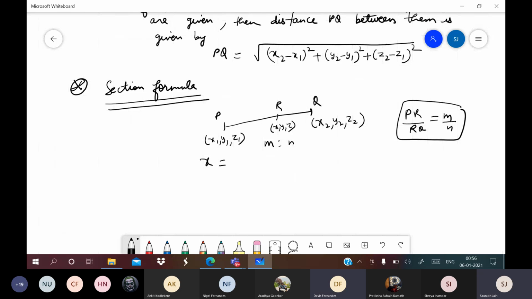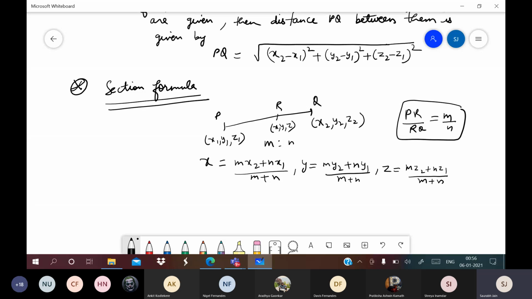Yes, x equals (m x2 plus n x1) upon (M plus N), right? This used to be the formula, it is the same. It's just that you will have to write it three times: once for x, then for y, and finally for z. So what is z? Z is (m z2 plus n z1) upon (M plus N).